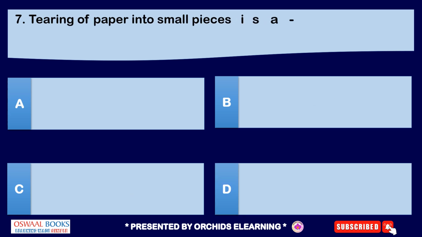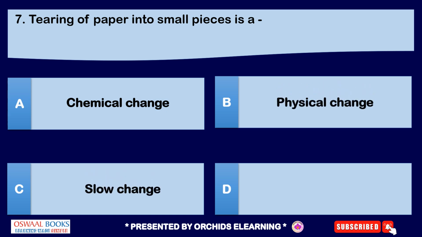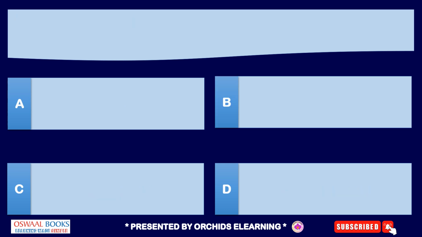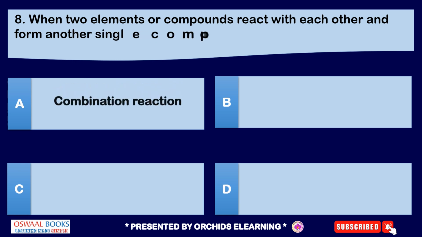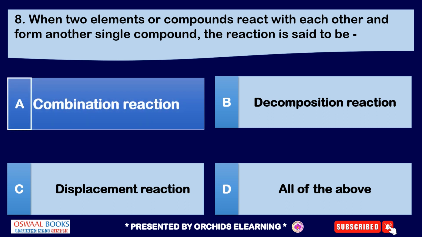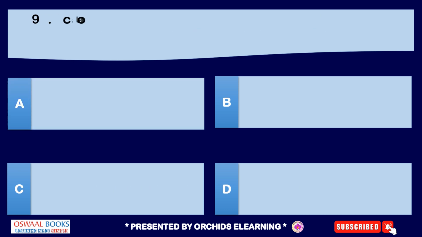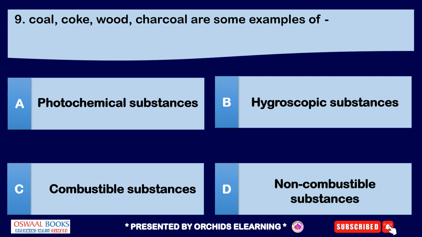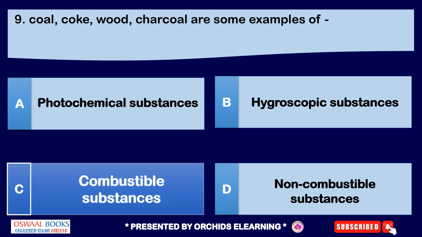Tearing of paper into small pieces is B. Physical change. When two elements or compounds react with each other and form another single compound, the reaction is said to be A. Combination reaction. Coal, coke, wood, and charcoal are some examples of C. Combustible substances.